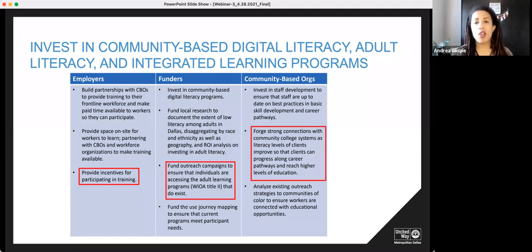And community-based organizations can forge stronger connections with community colleges so that there are warm handoffs for individuals that are building their literacy skills and ready for post-secondary education, so that they have a seamless transition from learning in a community-based organization to attending college and being on a college campus. Next slide.